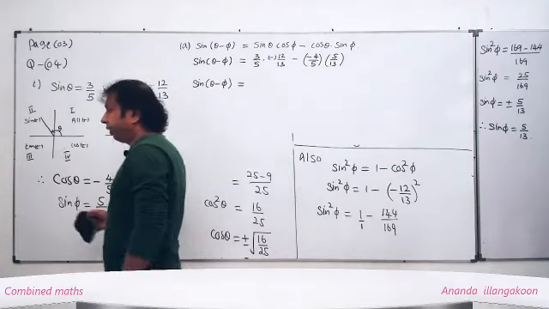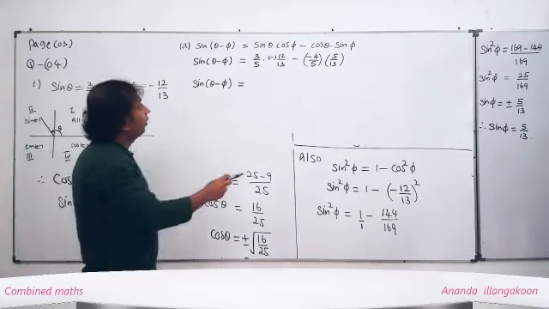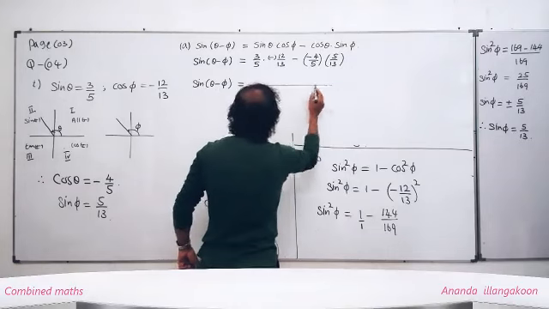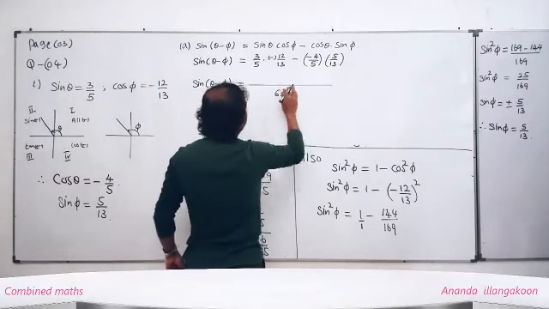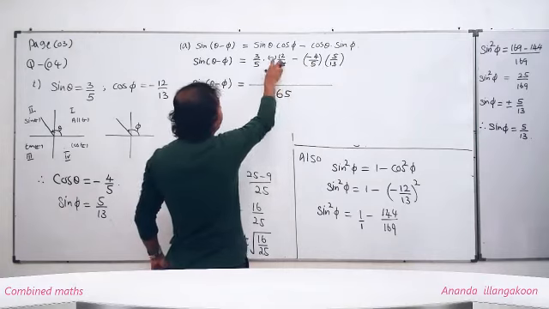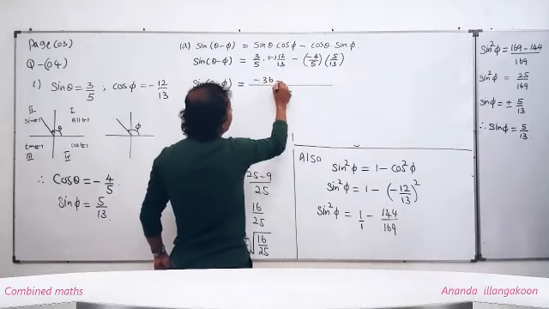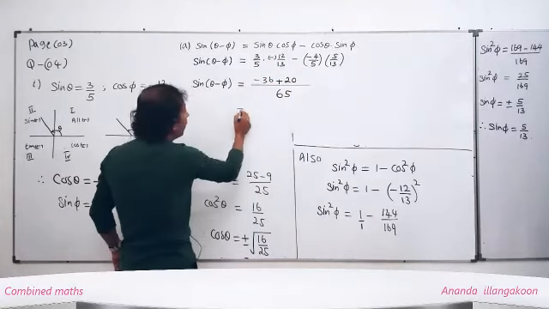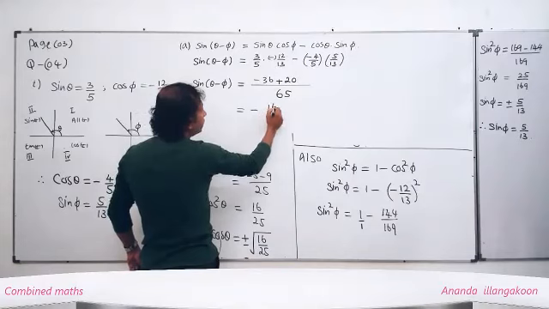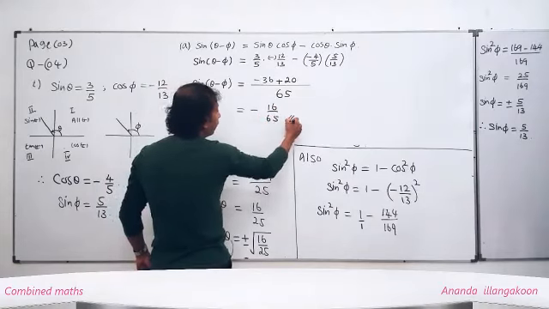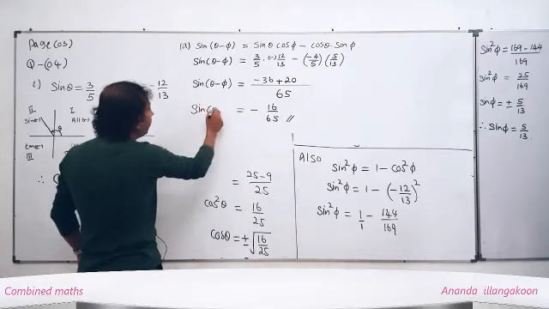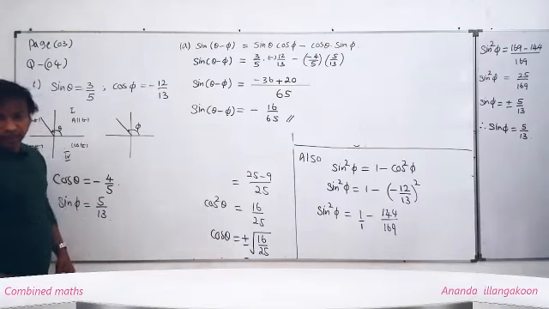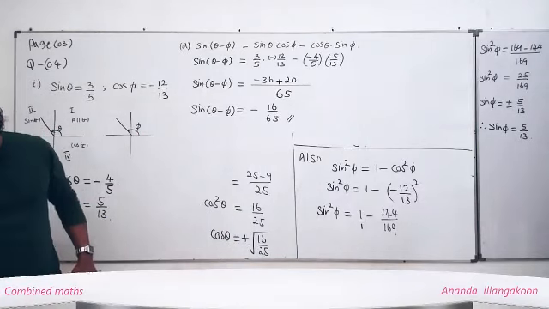Right, people, now you can take this. What is the common denominator here? 5 into 13 means, people, 65, no? It's 65 now. Then minus 36 coming here. This minus and minus gives plus 20 coming here. Then we get minus 16 divided by 65 as the answer for sine theta minus phi. Right, people? This is the first answer. Now, people, take B and C.